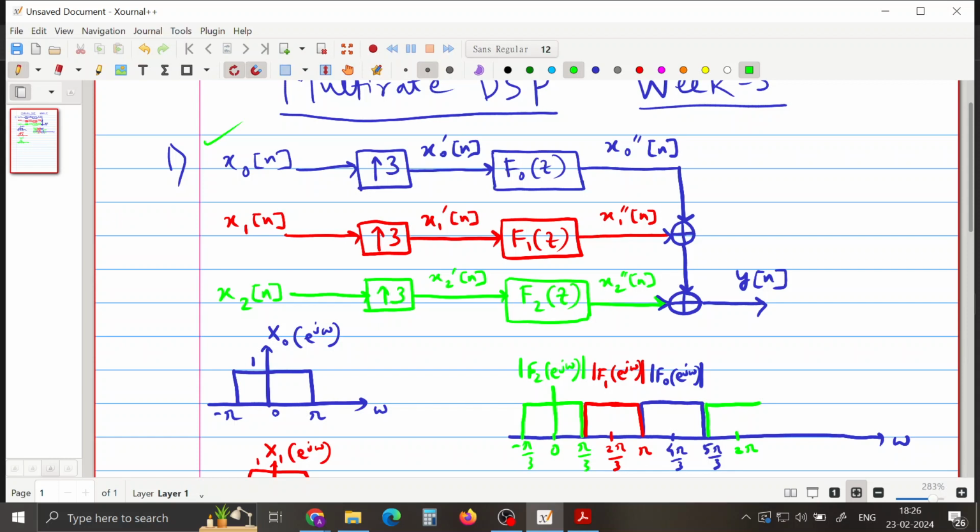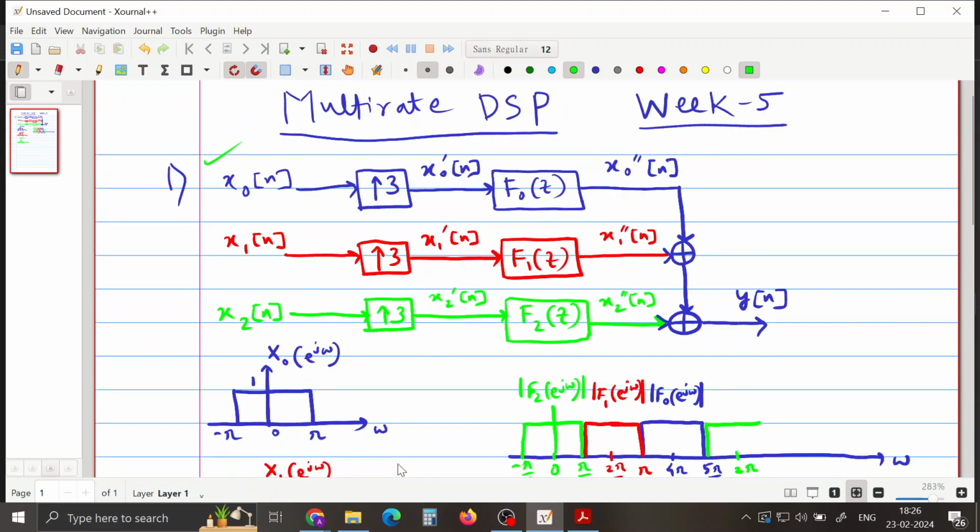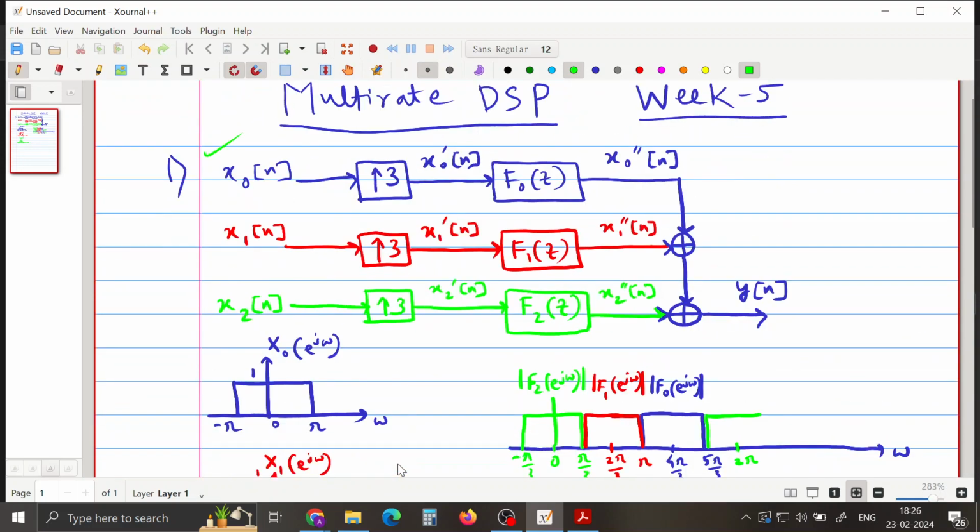And we'll have multiple images basically. That's what happens in upsampling, right? And that's why we used an interpolating filter to remove the undesired extra images. We only keep the one, the desired, that corresponds to the desired signal, that is band limited from minus pi by L to plus pi by L. So x naught prime of n will look like that.